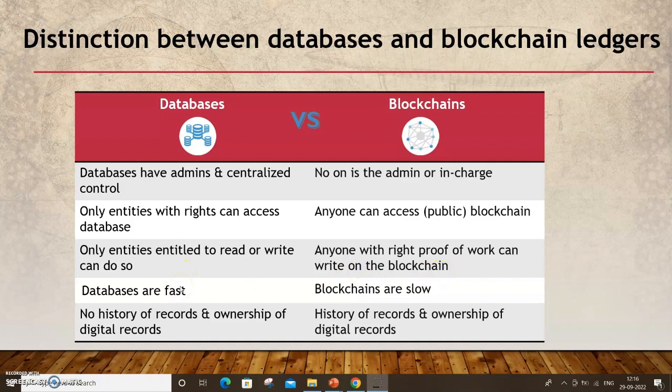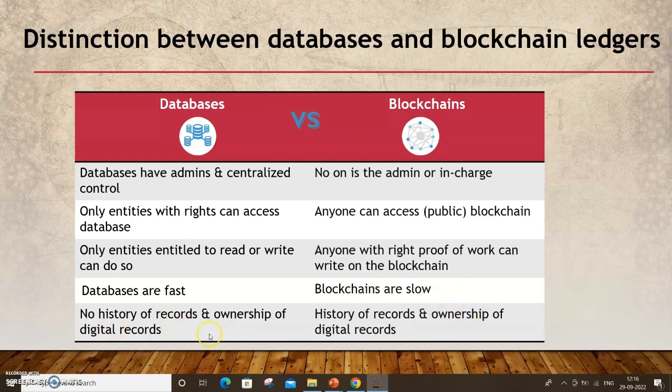Databases are fast. This is an important point. That is where it becomes a challenge. Blockchains are slow because a transaction needs to be authenticated across all the nodes where the data resides. So naturally, blockchains are slow.